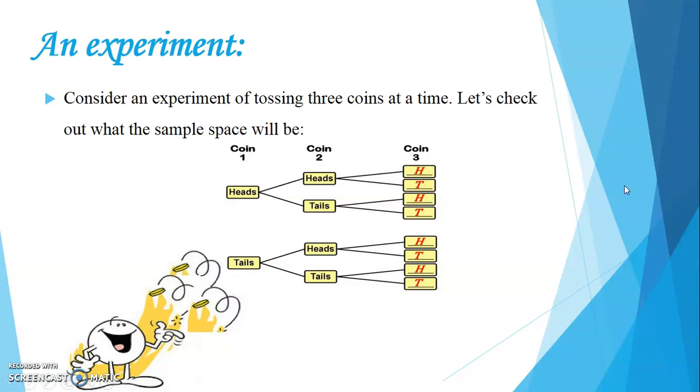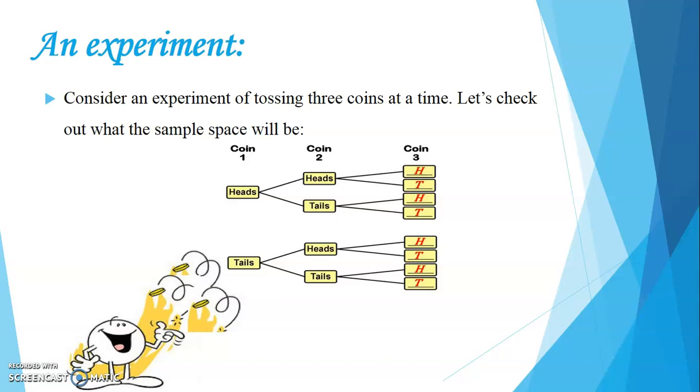Now let us consider an experiment. This is an experiment which you must have come across many times till now. So what we are going to do is we are going to toss 3 coins simultaneously. That is, the experiment is of tossing 3 coins at a time. So let us find out what the sample space is going to be.